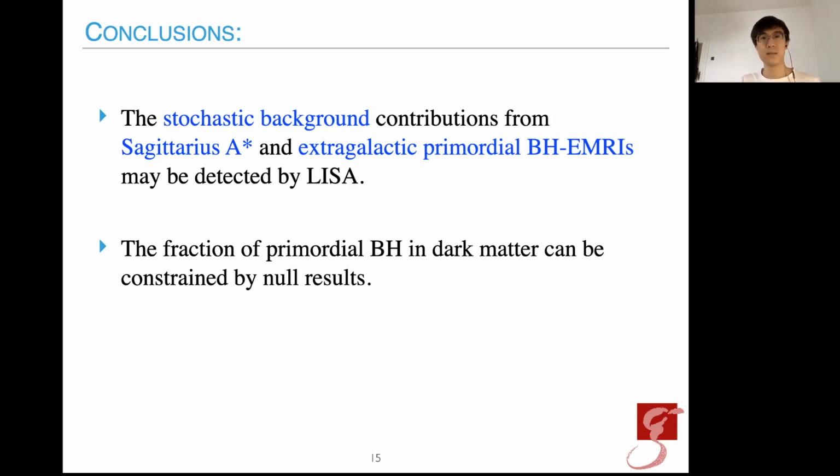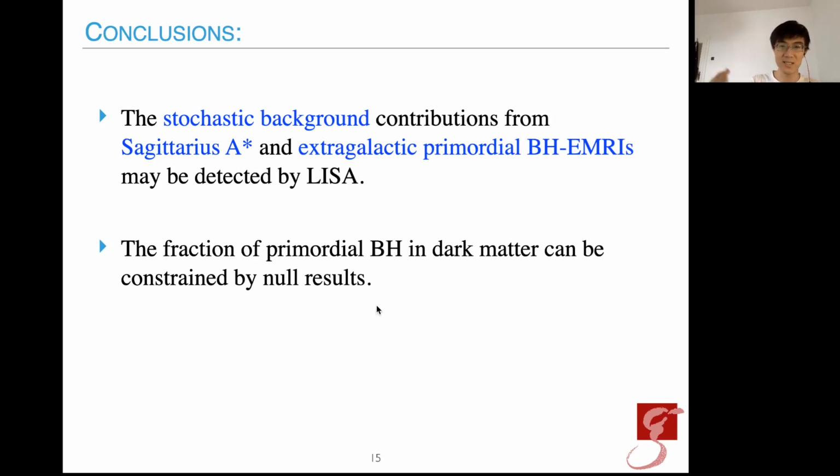So to conclude, firstly, in this project, we find a way to model the stochastic background energy density spectrum from the EMRIs, which consist of one supermassive black hole and another subsolar primordial black hole. We calculate either the contribution from our Milky Way, the Sagittarius A supermassive black hole, and the extragalactic contribution from the whole universe. And the conclusion is that they may be detected in some parameter range. And a second conclusion is that conversely, if we do not detect anything, then we can put a very stringent upper limit on the fraction of primordial black hole.